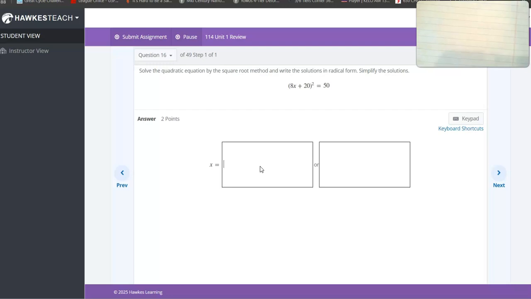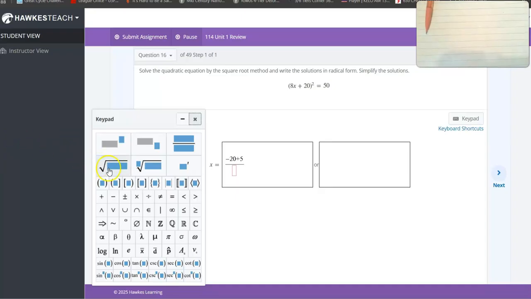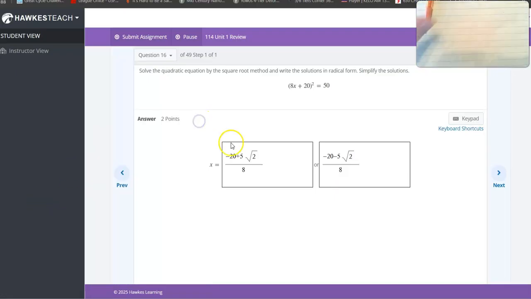All right. So we have negative 20 plus 5 square root of 2 over 8. And then we have negative 20 minus 5 square root of 2 over 8. There we go. All right.